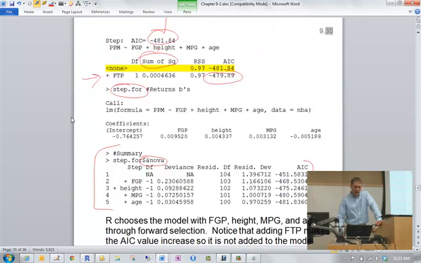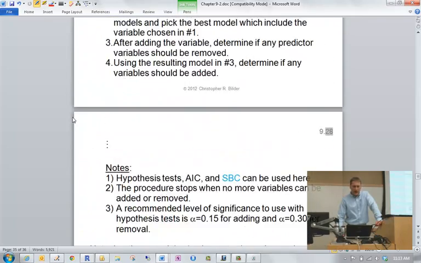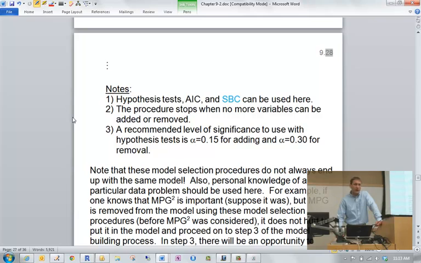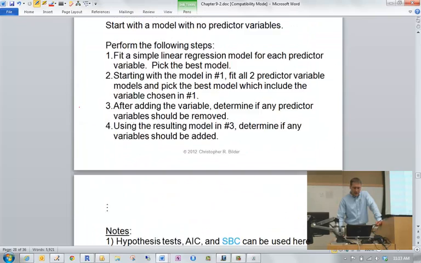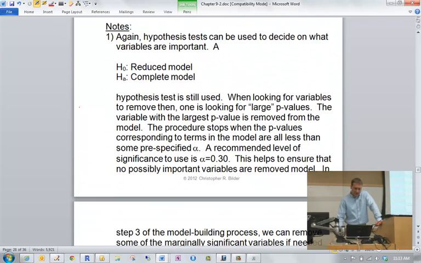Now, how do you know, with respect to these hypothesis tests, what's a large p-value, what's a small p-value? Well, a recommended level of significance is 0.3. Notice that this is larger than usual. It's because it's trying to guard against removing variables that maybe later on will indeed appear important. So that's why, generally speaking, a larger alpha than usual is used.